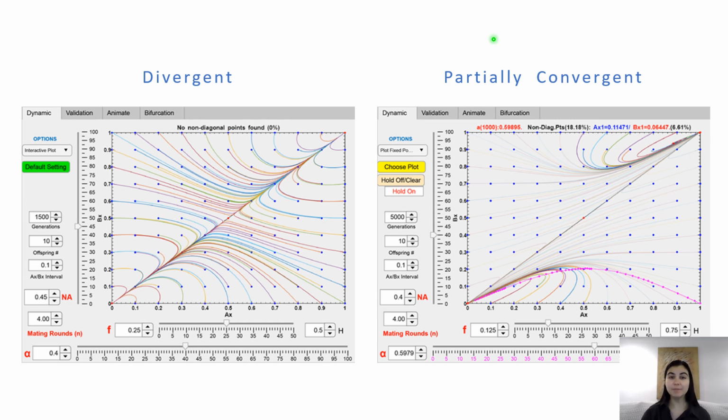The intermediate pattern between the convergent and divergent patterns is shown here as partially convergent. The solid lines here represent the initial population moving to a fixed point, and the faint lines show the population that will move towards the diagonal line with no fixed point. We call the portion of the initial population that moved towards a fixed point the percentage of convergence.